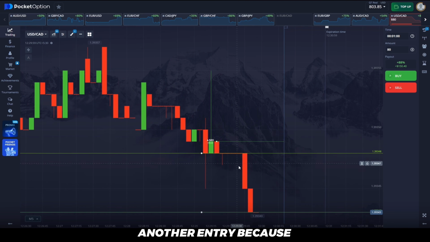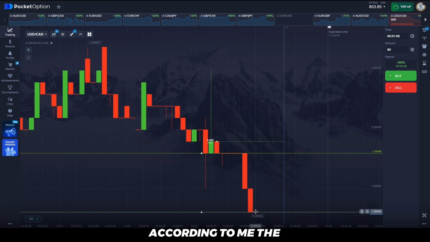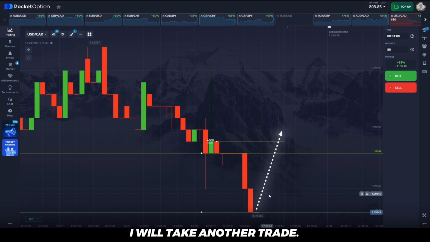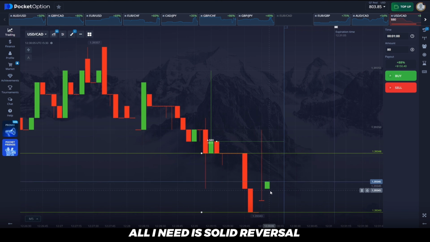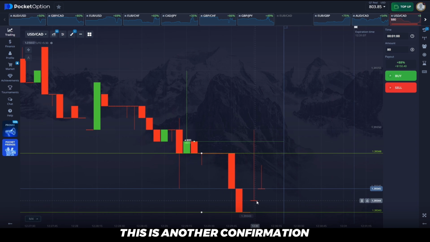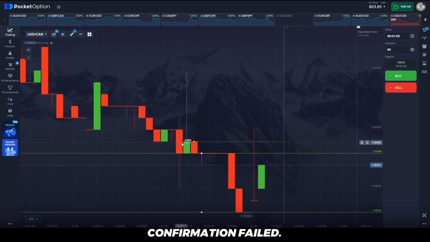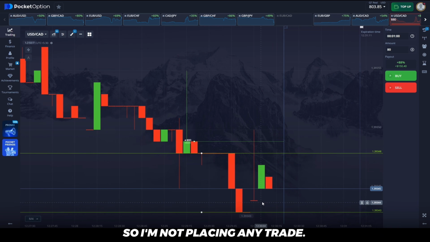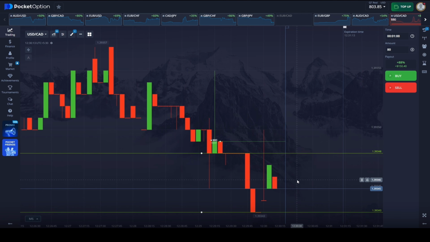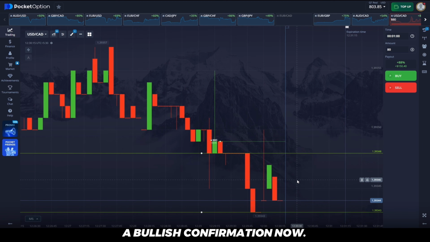So if I get another entry, because according to me the price will reverse, I will take another trade. All I need is solid reversal confirmation here. This is another confirmation, but the previous confirmation failed, so I'm not placing any trade. I will be looking for a bullish confirmation now.